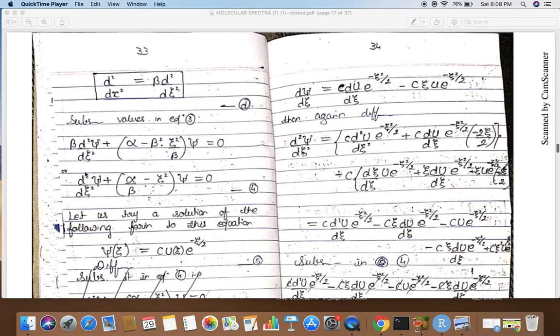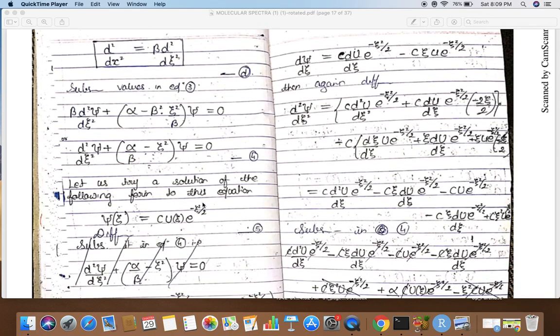Then simply, dividing with the help of beta, this is alpha divided by beta square, and the one beta is coming from here, then it cancels out, then psi is equal to 0, equation number 4. Now this is a simple second order differential equation. The most suitable solutions are the exponential or the oscillatory function.